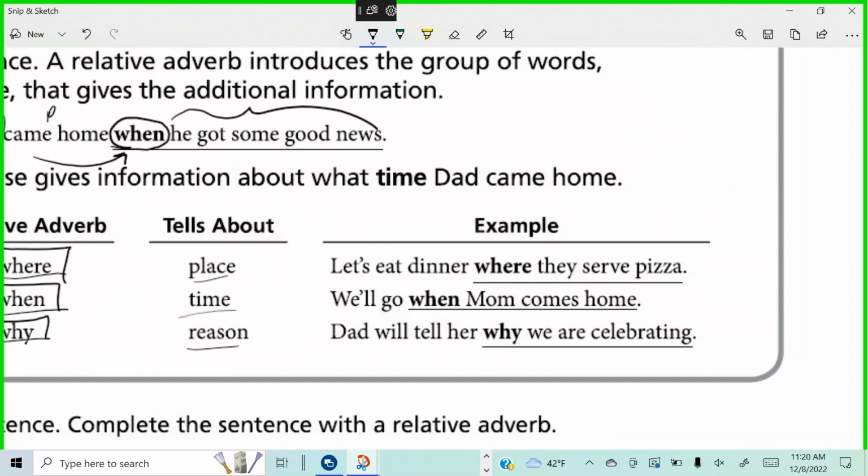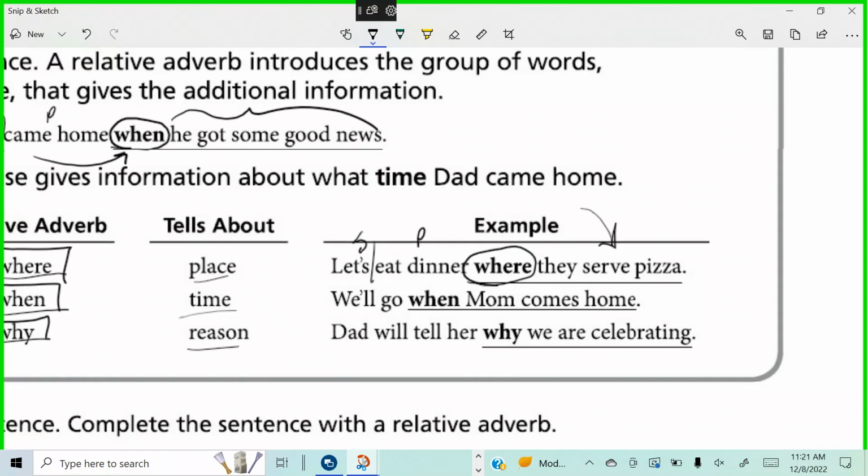Ready? Let's eat dinner where they serve pizza. So let us, subject, predicate, eat dinner. Right? That's complete. The additional information is where they serve pizza, right? And where is the relative adverb.